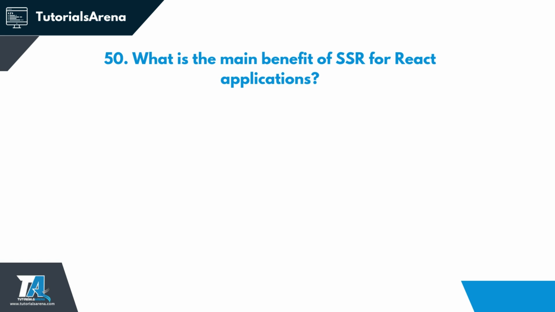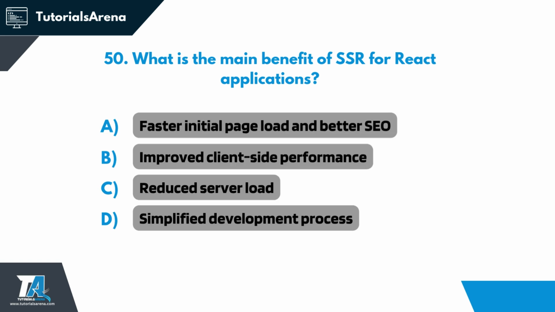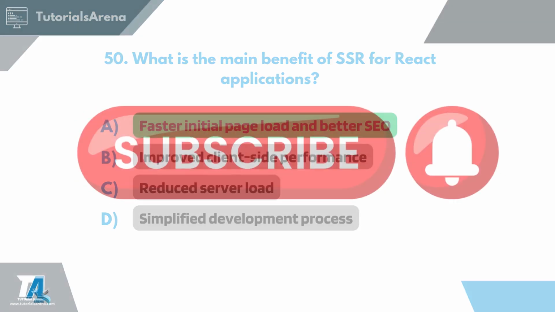Question 50. What is the main benefit of SSR for React applications? The options are: Option A, faster initial page load and better SEO. Option B, improved client-side performance. Option C, reduced server load. Option D, simplified development process. The correct answer is Option A, faster initial page load and better SEO.